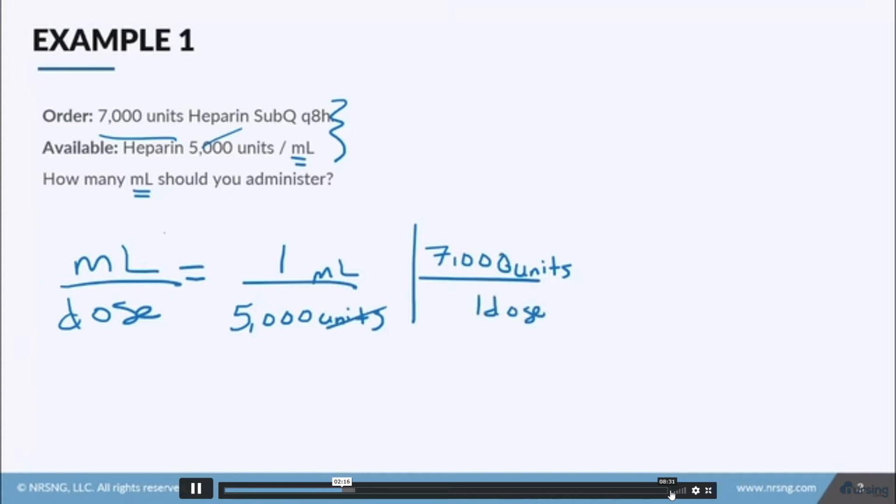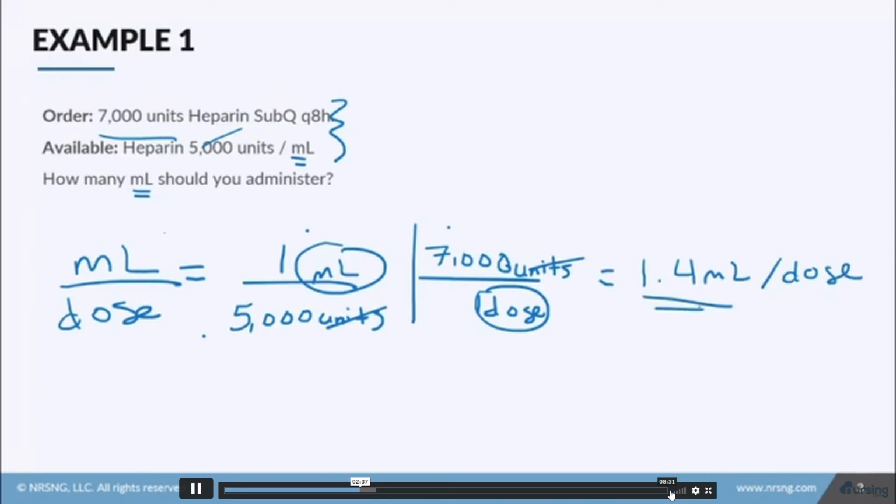Okay, cancel units. And am I left with what I want? Milliliters per dose? Yes, I am. Multiply across the top, divide across the bottom. You end up with 7,000 divided by 5,000, which gets us 1.4 milliliters per dose. The last step is always to verify. Does it make sense to give 1.4 milliliters specifically in a sub-Q injection? Well, it's a little bit high, but it's not too high. It's appropriate.